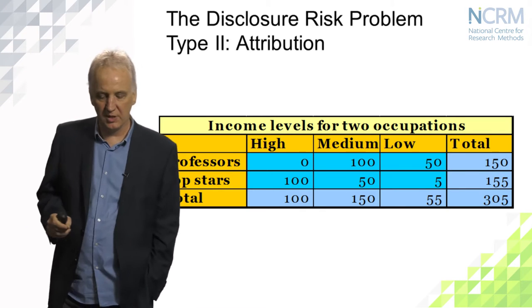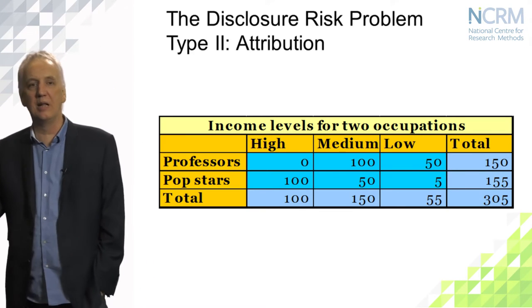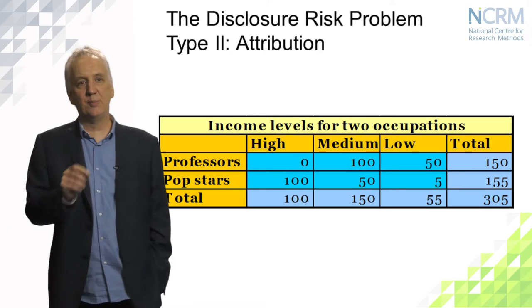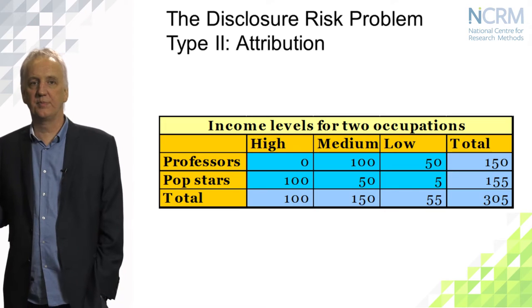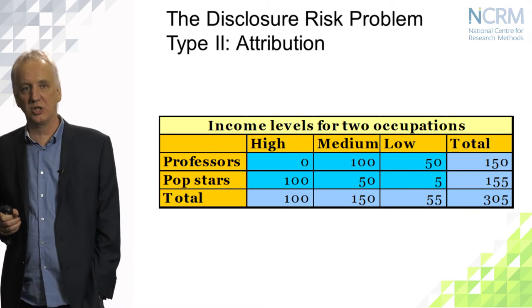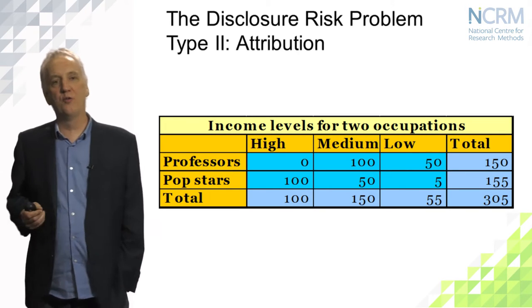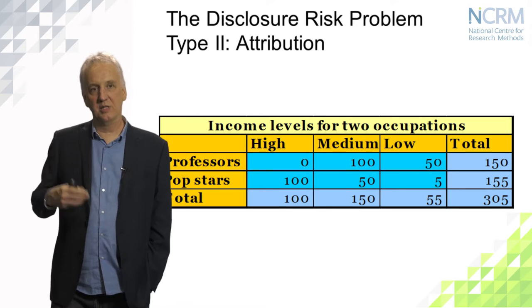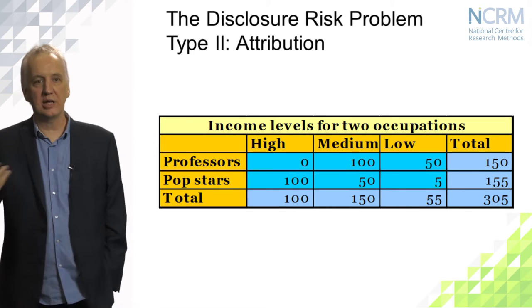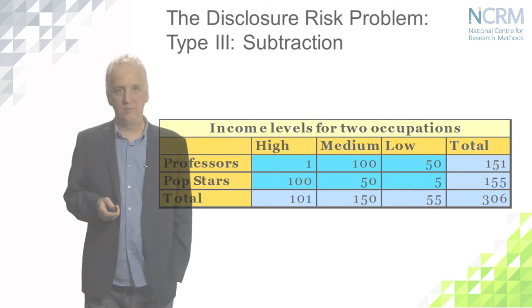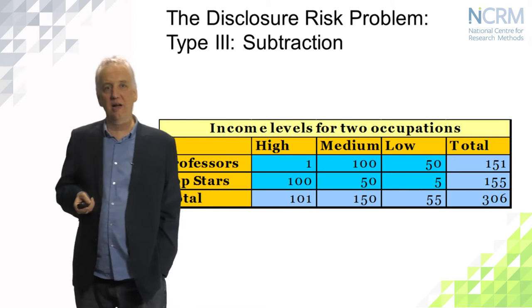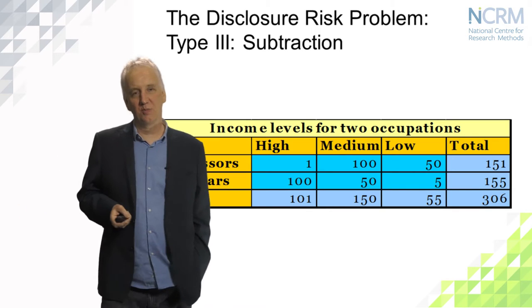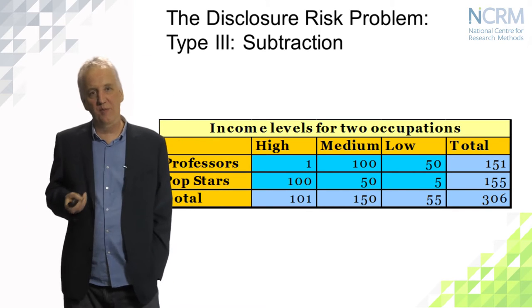And the minimum definition of a disclosure is to be able to reliably attach a particular piece of data to a particular person. Okay, and that is re-identification of that particular data. In this case, not highly paid or is a pop star. Okay, so now we have a situation where one highly paid professor has turned up late to the party. Do we still have a problem?